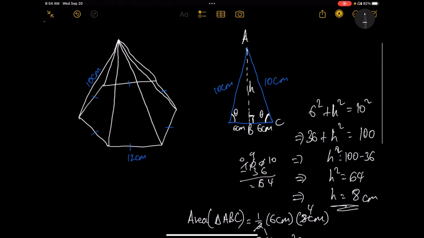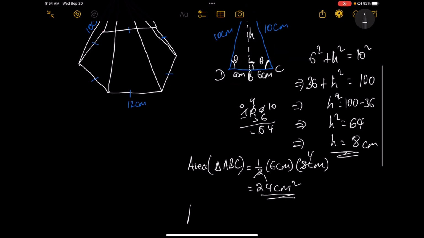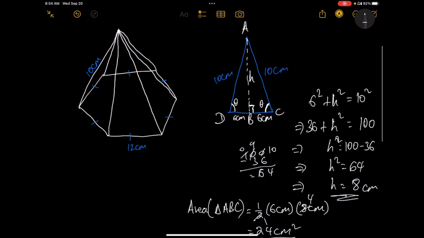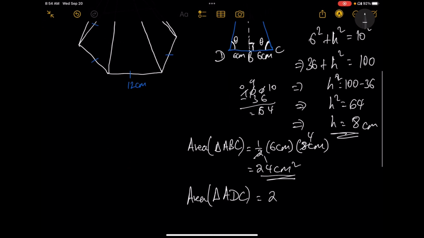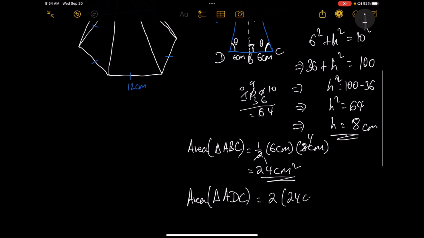Triangle ABC is half of the isosceles triangle. Okay, here there is also D, and triangle ABD, which is basically a copy identical to triangle ABC. Therefore the area of the whole triangle ADC would be twice the area of triangle ABC, which is 24 centimeters squared, which will be 48 centimeters squared.